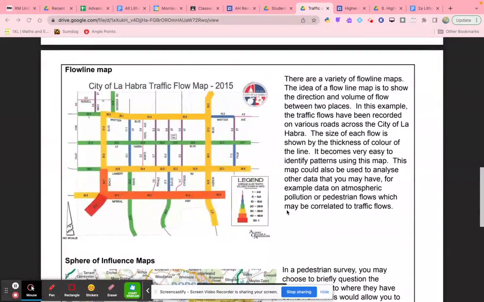If you're looking at how flows might vary if you've gathered your data across an area, then a flow map or a proportional flow line map, as we can see here, might be a useful way of representing your data. And we can see the thicker lines represent higher flows. It's a flow because it's a volume across a space.